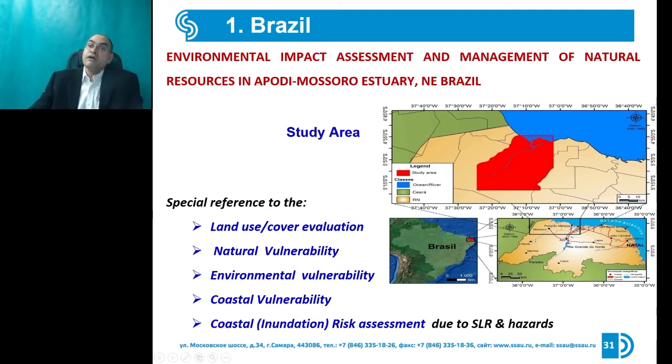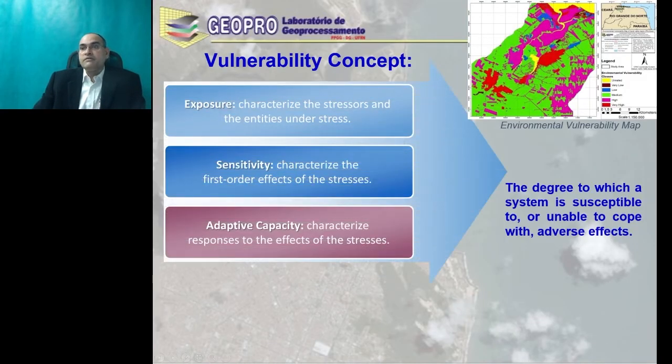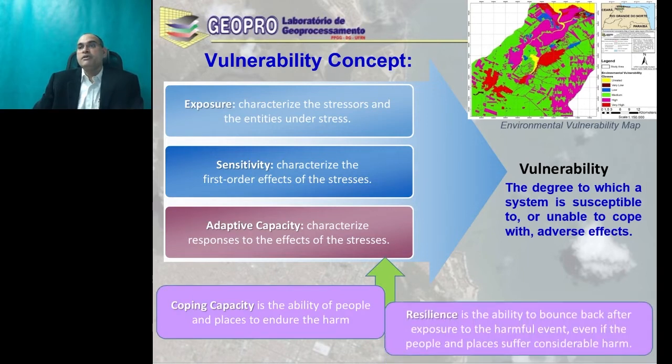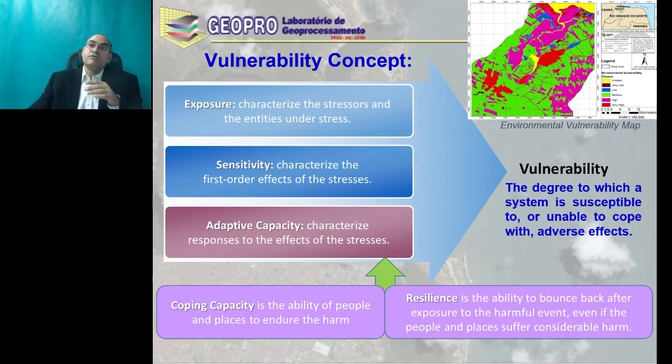natural vulnerability, environmental vulnerability, coastal vulnerability, and coastal risk assessment, or basically inundation risk assessment. This was my study area in Northeast Brazil, in Natal city. Vulnerability, I think you are aware of it. It has three components: exposure, sensitivity, and adaptive capacity. When an entity is under stress, that is called an exposure situation. If it is a first order effect, then it is a sensitivity condition, and lastly there is coping and resilience, the adaptive capacity.